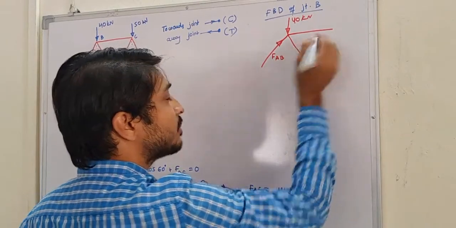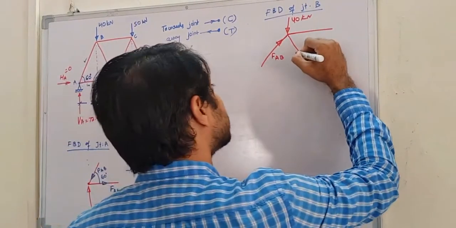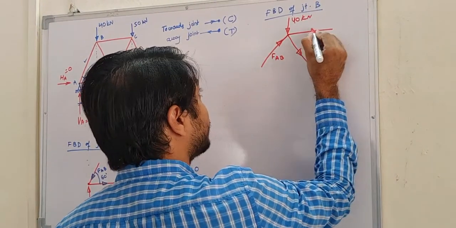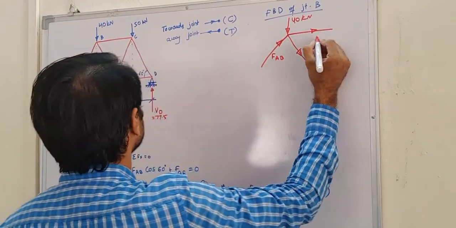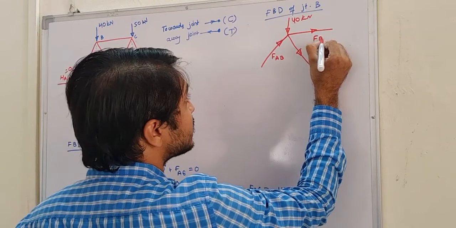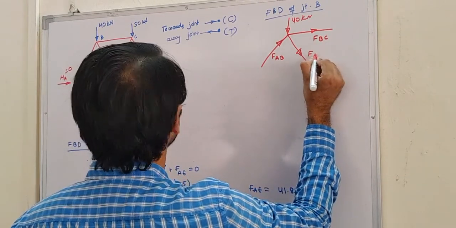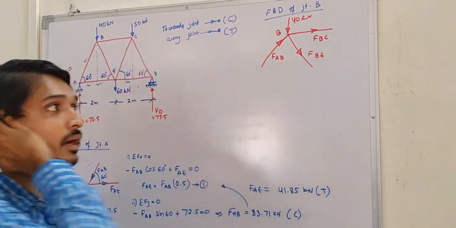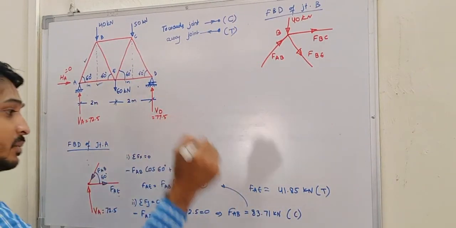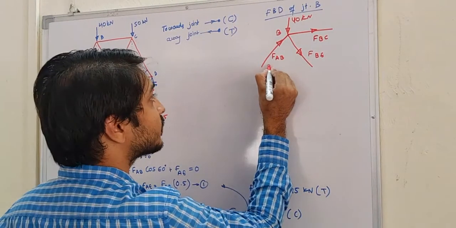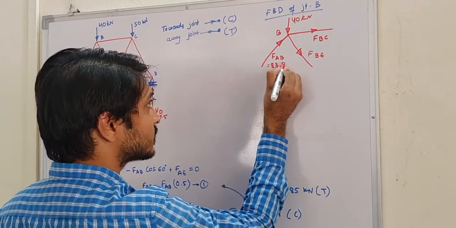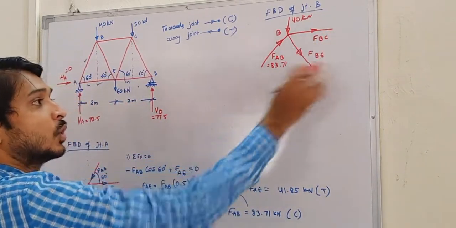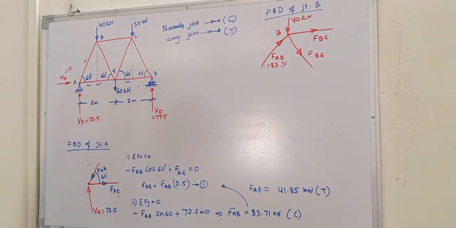So we'll assume some random direction. For the unknowns, I'll assume tension only. This is also unknown, so I'll write it as FBC and this one FBE. This is joint B. Correct? And I know FAB, I have got 83.71. So these two are the unknowns now. Correct?